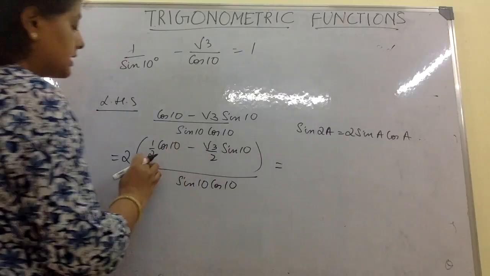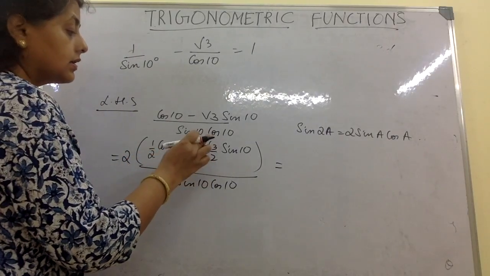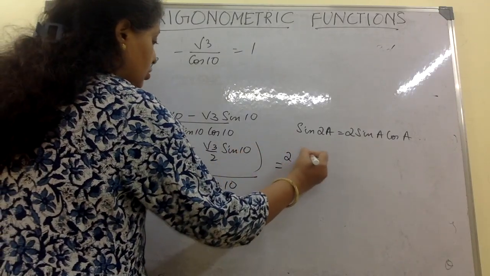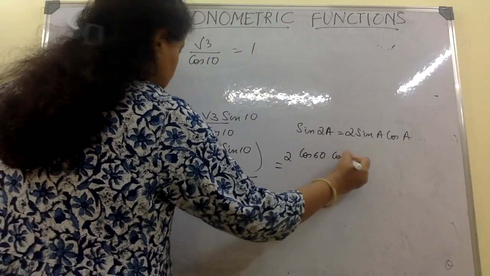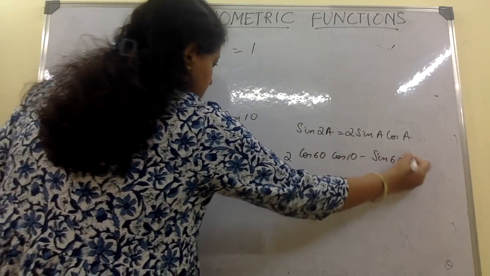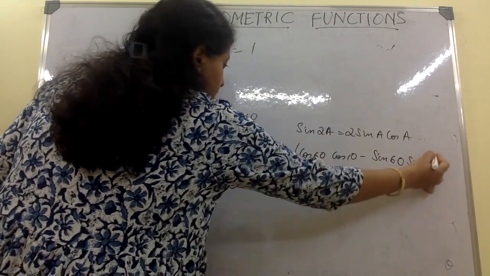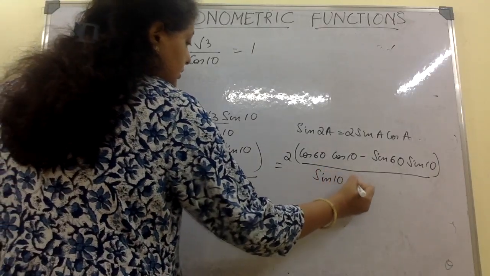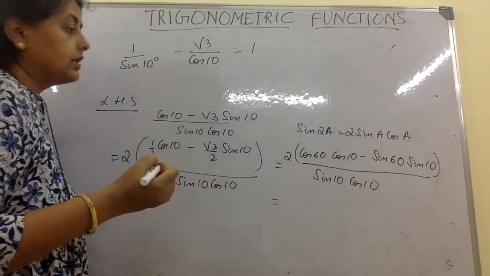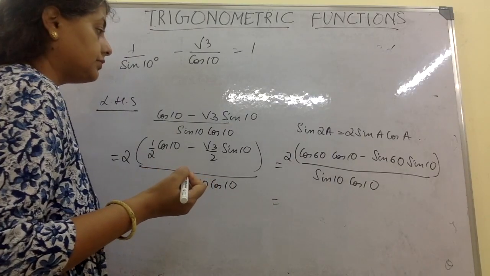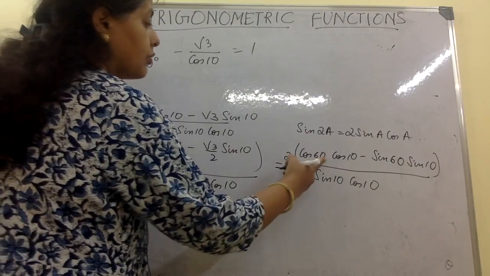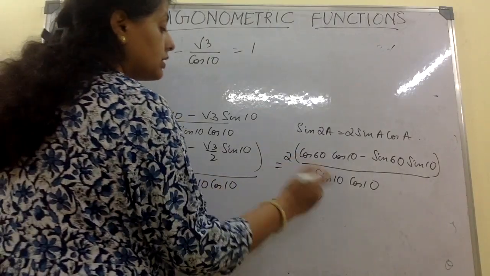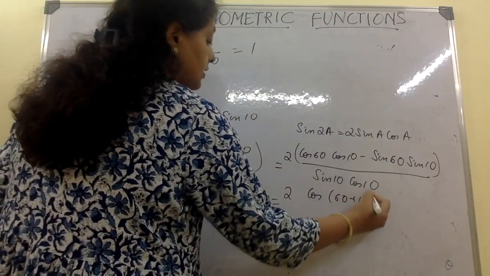Now that gives me, if I see here, this is sine 60, this is cos 60. So it has become 2 cos 60 cos 10 minus sine 60 sine 10, and sine 10 cos 10 in the denominator, that is equal to 2. This formula is from cos A minus B, right? This formula is from cos A plus B, right?